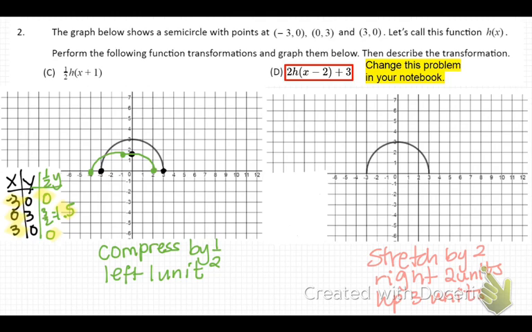Okay, so we're going to make our table one more time. And now we're going to multiply our y values by what number? By 2, because I'm stretching by a factor of 2. So what is 0 times 2? 0. What is 3 times 2? And what is 0 times 2 again? 0 again. So here are the new points that I graph. Are those my final points? No, but I do like to put them in there just so that I have them for my in-between.